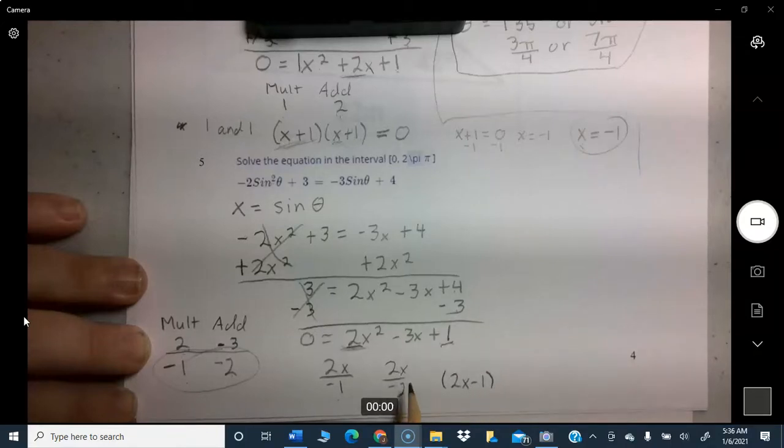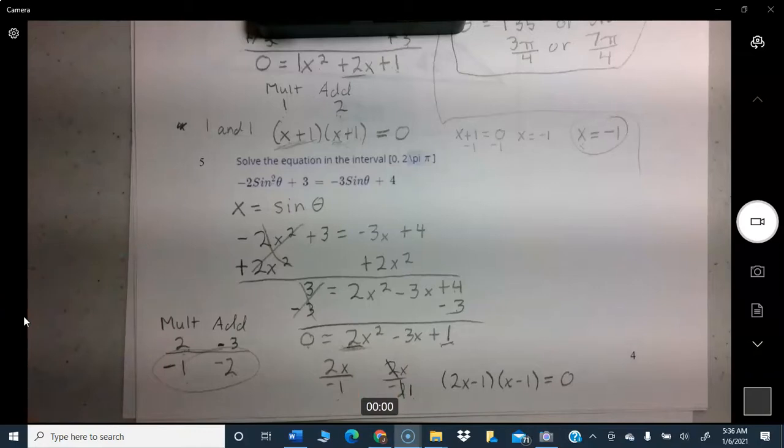And 2x over -2 can be reduced. That cancels with 2 there. So it's x minus, that becomes a 1. So it's x minus 1. And that all equals 0. Remember, the whole equation equals 0, so it still equals 0.